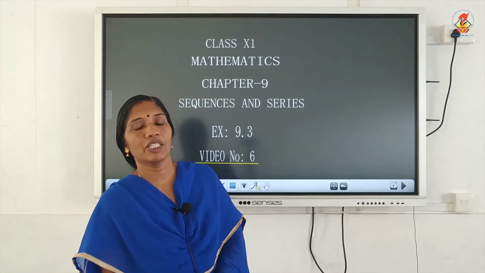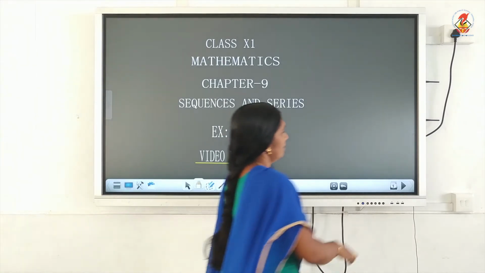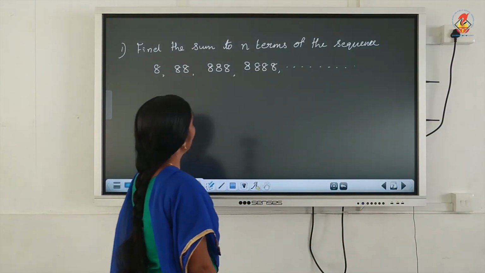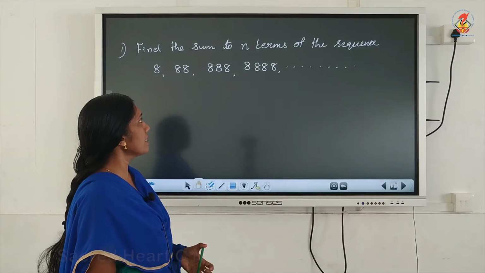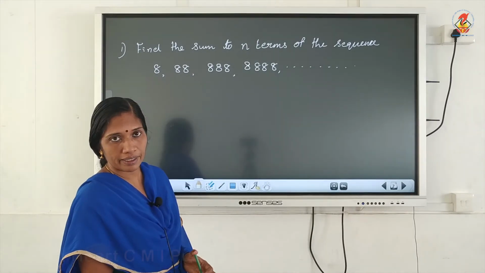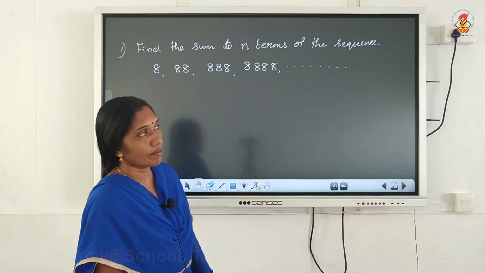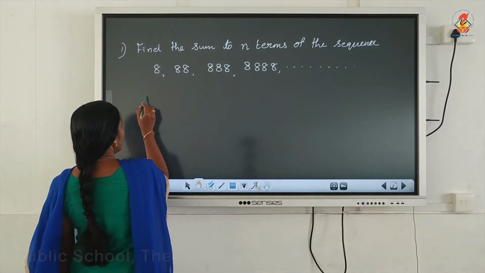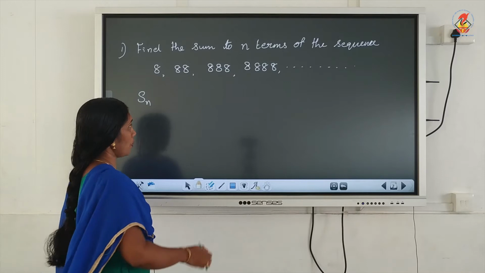Welcome back. Now we can do exercise 9.3. Find the sum to n terms of the sequence 8, 88, 888, 8888, etc. The sum to n terms. Okay. So we have to find Sn. The notation is Sn, sum to n terms of this particular sequence.